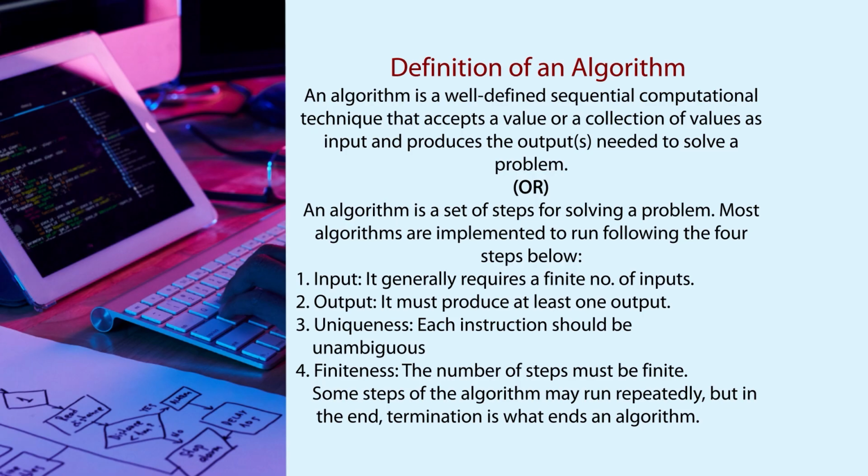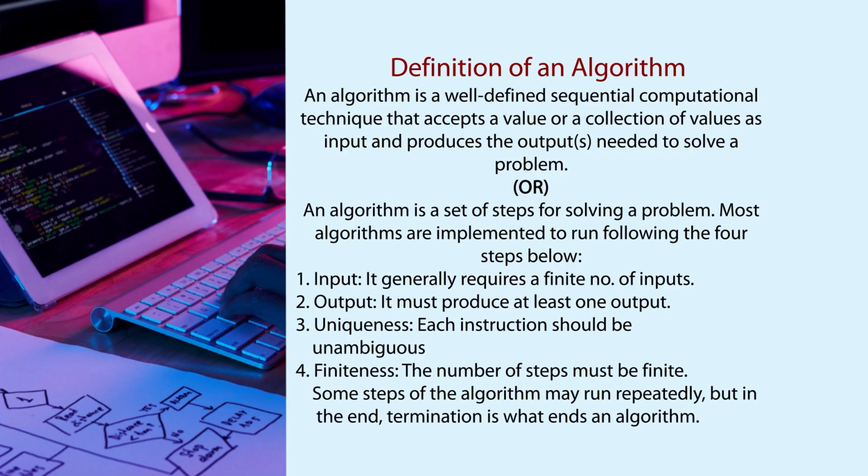So in a simpler way, an algorithm is a set of unambiguous steps for solving a problem. Most algorithms follow these 4 steps. First is input. Input means it generally requires a finite number of inputs, it may be 0 inputs, but it should be finite, 0 or more inputs. Second requirement is output, it must produce at least one output, okay.